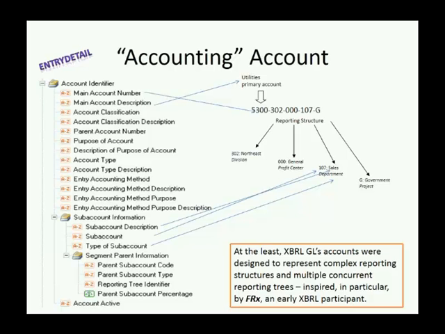How these things tie then to our taxonomy: our main account number and description, you'll see coming from the top. Sub-accounts, that repeatable structure for the different tiers for the divisions, the profit centers, the departments, and the projects. And lastly, XBRL GL's accounts were designed to be able to represent these complex reporting structures and multiple concurrent reporting trees. That's that segment parent information, all the different roll-ups you might want for different types of reporting and accountability. And this was inspired in particular by a product called FRX, Financial Reporting Extender, that group being an early XBRL participant.